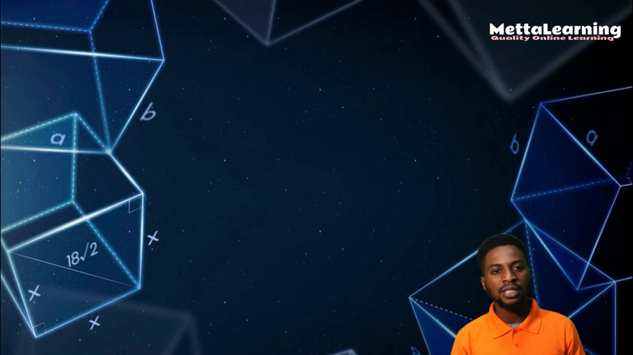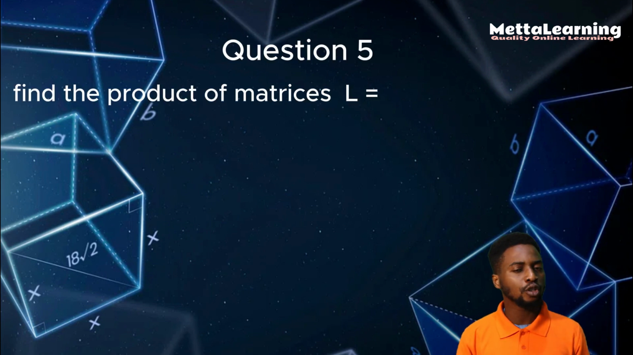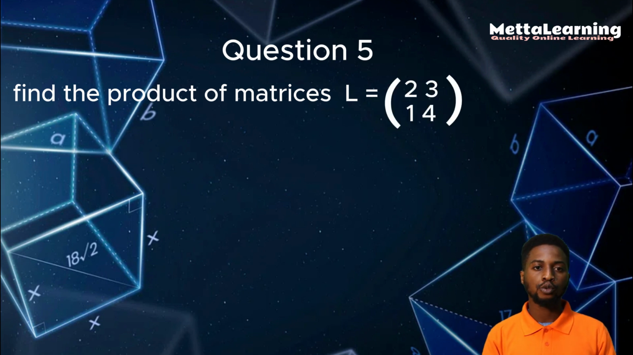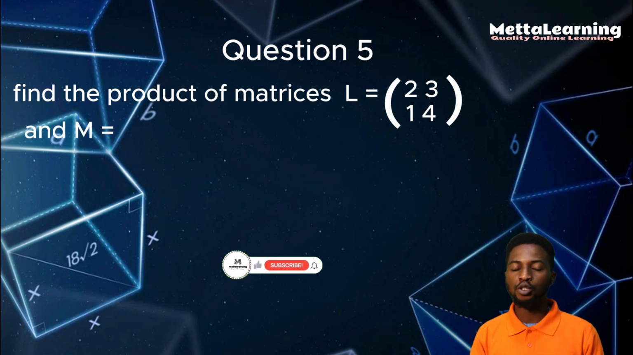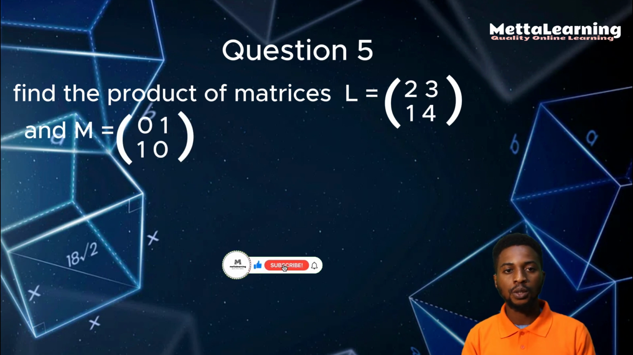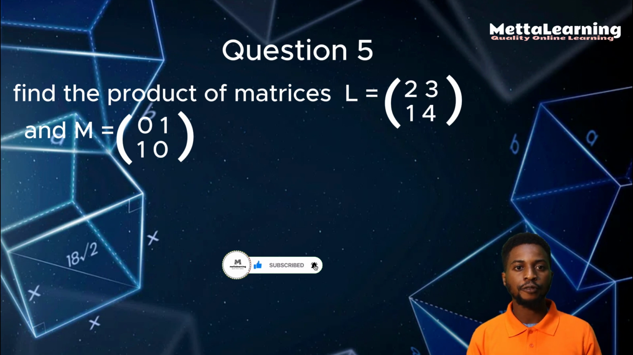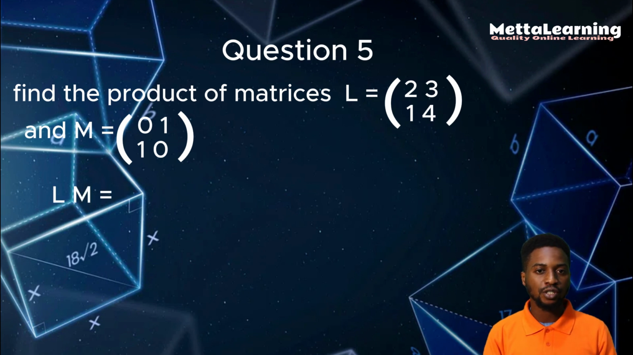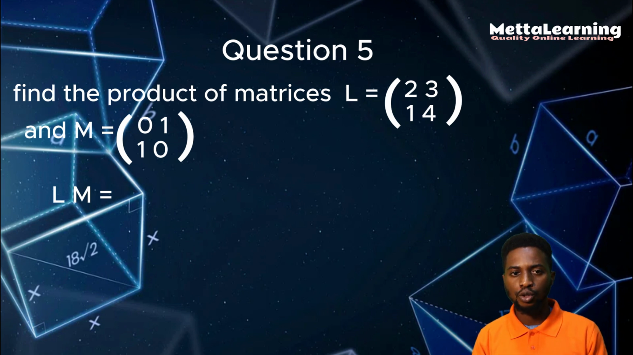The last question we'll be looking at today is from the WAEC past question 2009. It says, find the product of matrices L, in brackets, calling my figures in rows, 2, 1, 3, 4, close bracket, that's a 2 by 2 matrix, and M in brackets, a 2 by 2 matrix, 0, 1, 1, 0, close bracket. So to find the product LM, we have to put the two matrices beside each other. So LM equals, 2 by 2 matrix, in brackets 2, 1, 3, 4, close bracket, and in bracket 0, 1, 1, 0, close bracket.